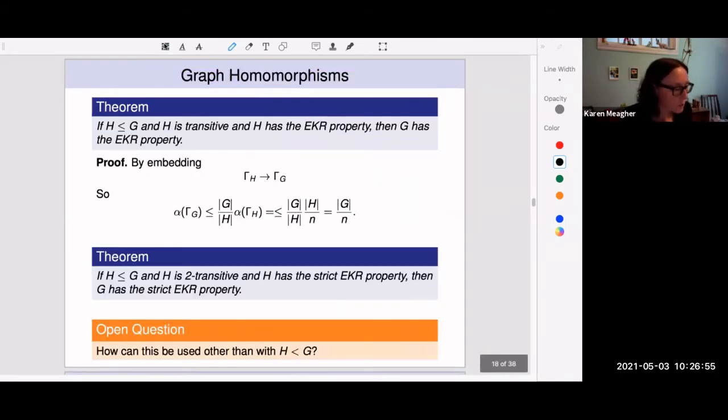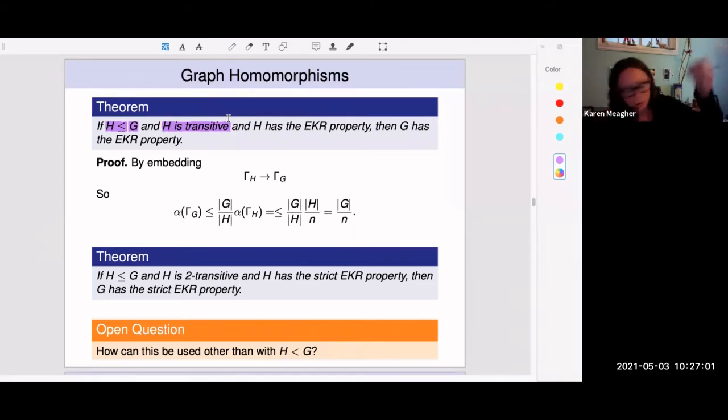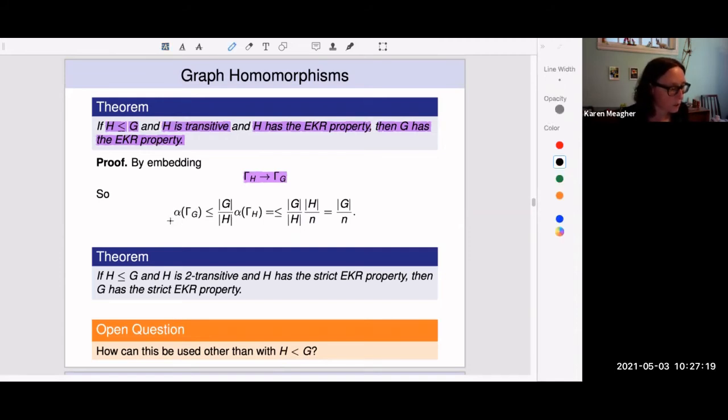So if we have a situation where I've got a group and a subgroup, and the subgroup is transitive, then the big group is going to be transitive. If the little guy has the EKR property, then the big group has the EKR property. And I can just do that with the graph homomorphism. I can take my little guy into the big guy. I'm just doing a simple embedding, and then I can get a bound on the size of the maximum co-clique of the big graph. When I rearrange it, it's exactly the size of a stabilizer of a point in a transitive group.